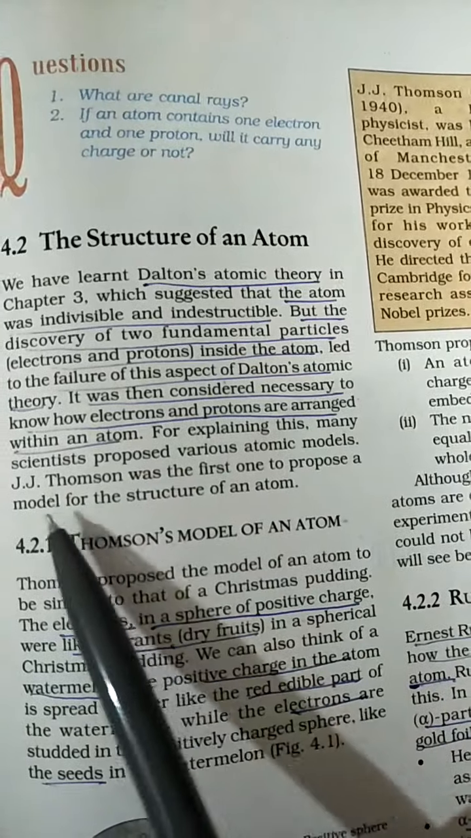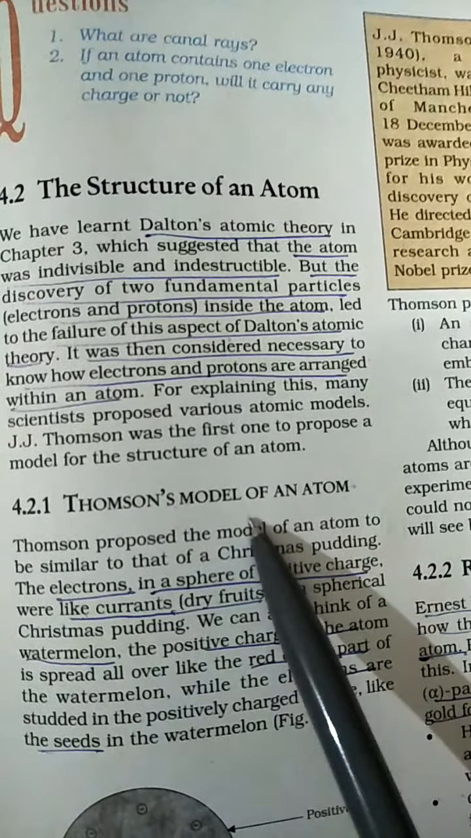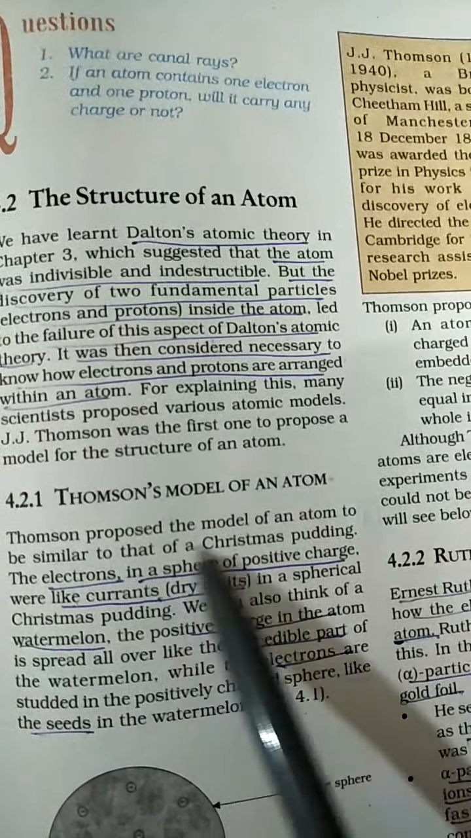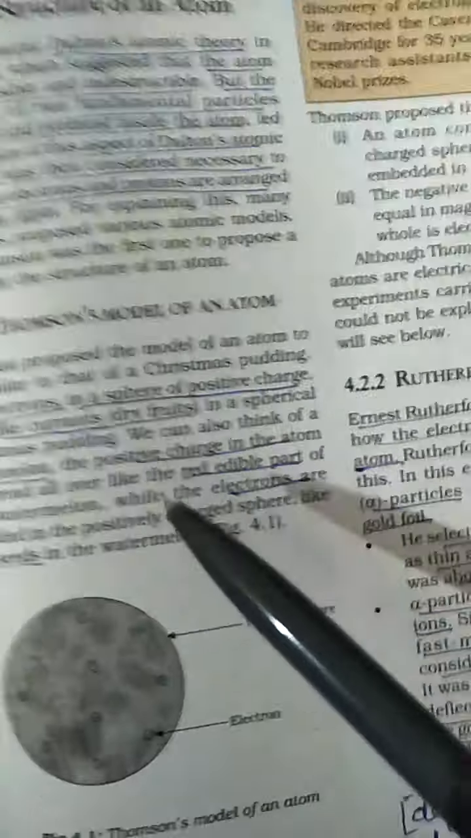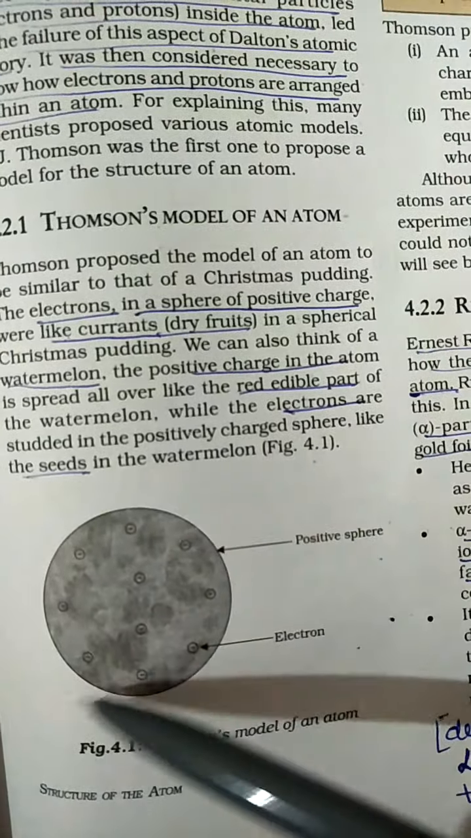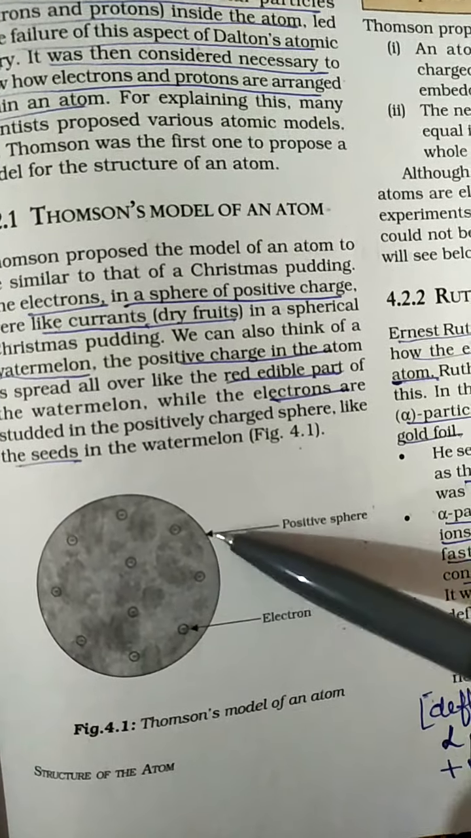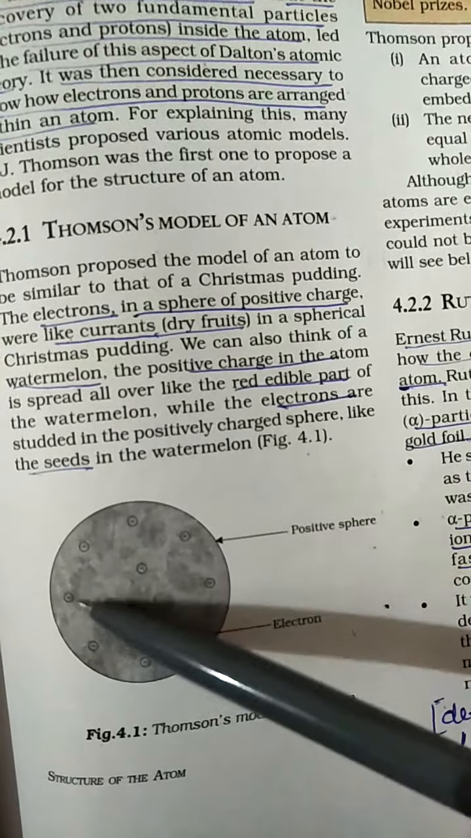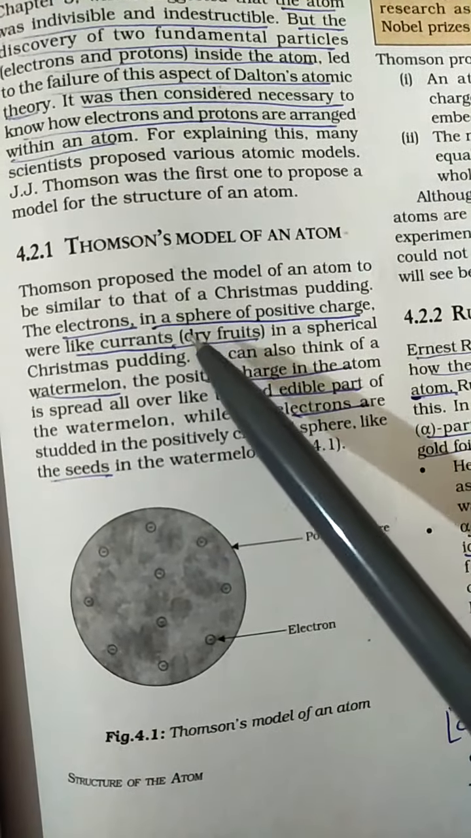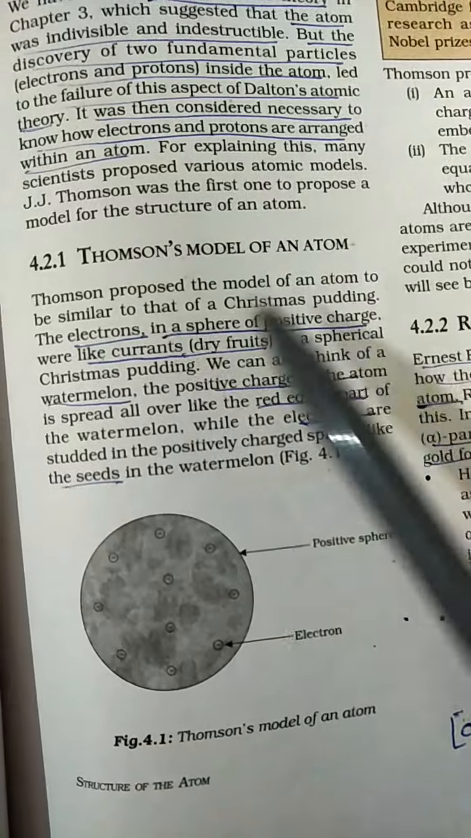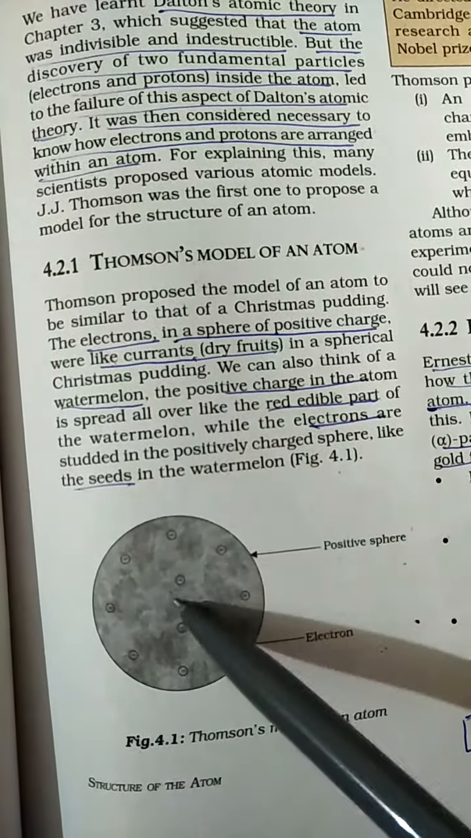The first model was proposed by J.J. Thomson. Now what is J.J. Thomson's model of atom? Let us see. He proposed this model like a Christmas pudding. If you see the diagram given in your textbook, this is like a Christmas pudding. The whole thing is made up of positive charge and these are the negative electrons. Like in a Christmas pudding, the sphere is completely positively charged, and like dry fruits or currants, we have electrons like this.